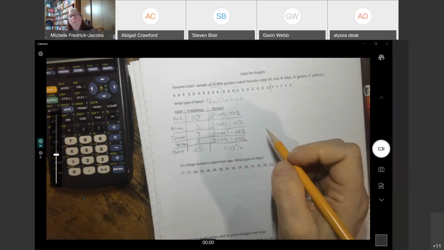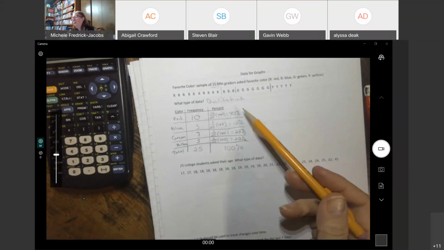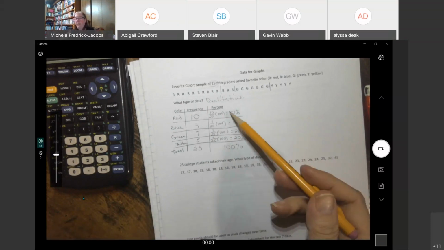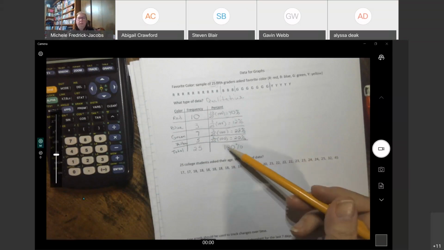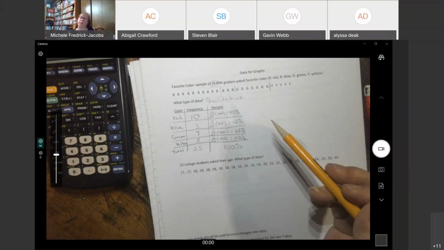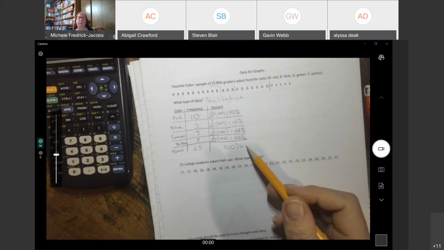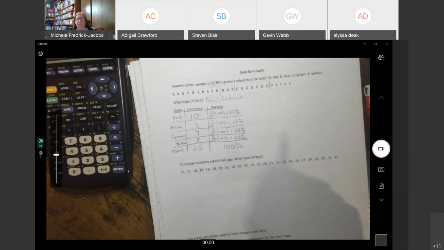Now, if you have ones where you need to round, maybe you're rounding to the 10th or to the whole percent, this could be off a little bit. But if you didn't round, it will always add to 100. It should always be close, 99.9, 100.1, but it will be close to 100. Any questions on that part?